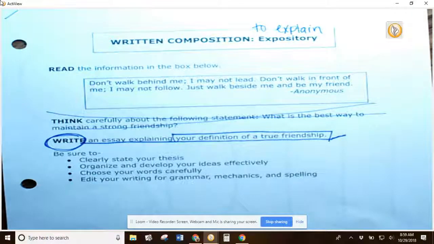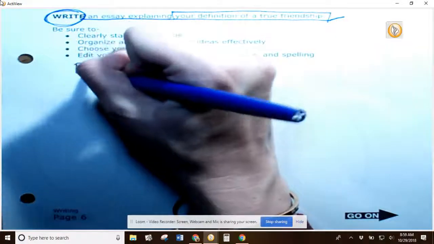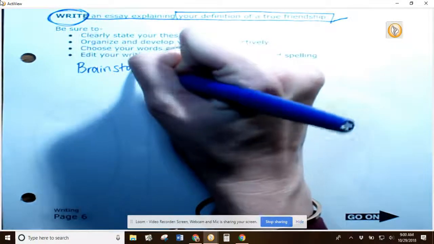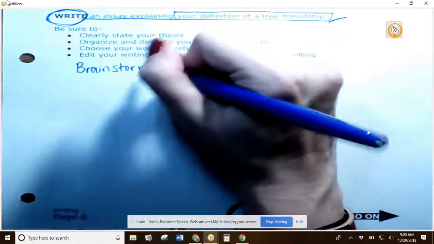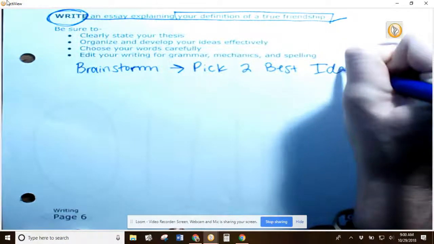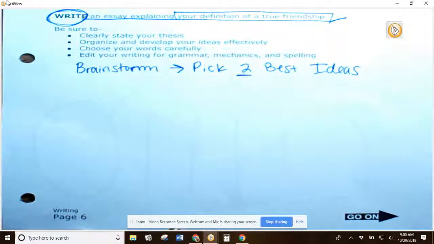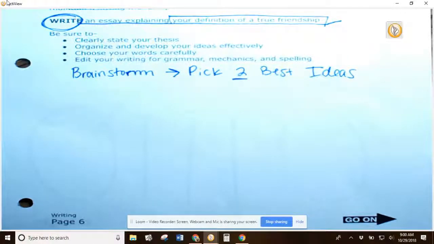Okay, so once we know what the prompt is, the first step would be to do some brainstorming. What I'm going to tell you on every essay is that you brainstorm as many ideas as you can, but then you pick your 2 best ideas. I'll explain why 2 in just a second. So let's go ahead and brainstorm. What are we writing our essay about? What are we focusing on? Definition of a true friendship.